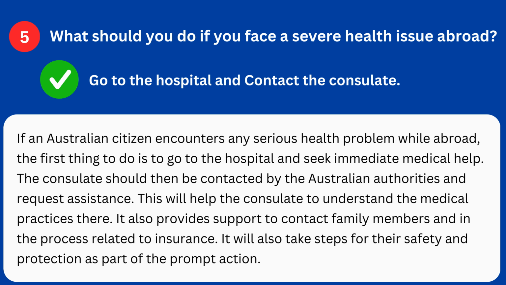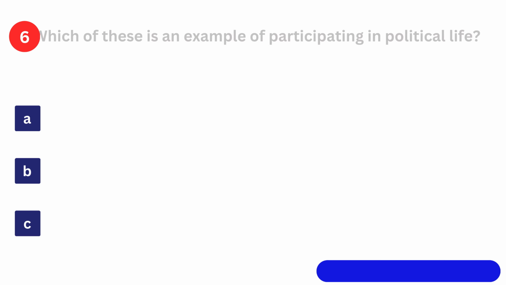The consulate should then be contacted by the Australian authorities and request assistance. This will help the consulate to understand the medical practices there. It also provides support to contact family members and in the process related to insurance. It will also take steps for their safety and protection as part of the prompt action.